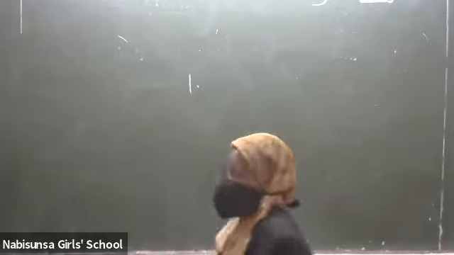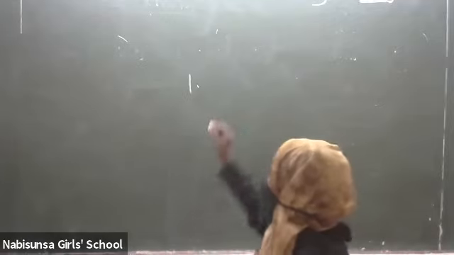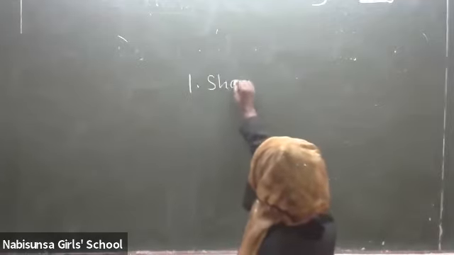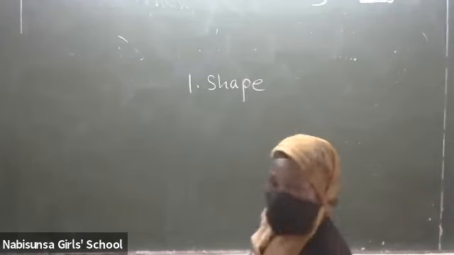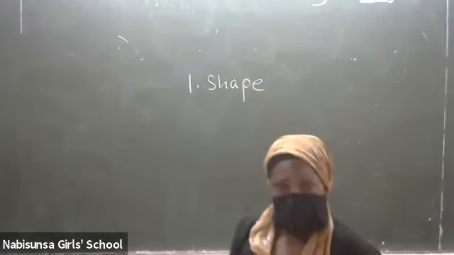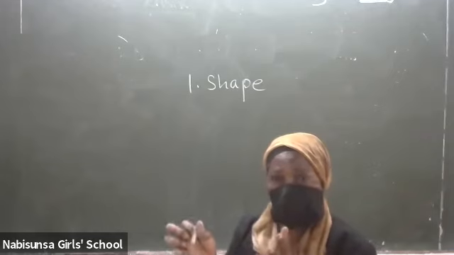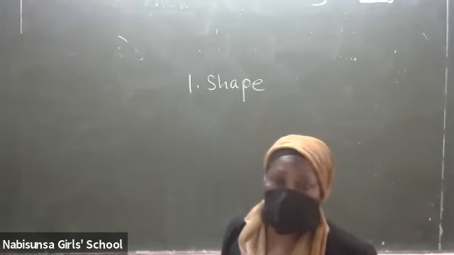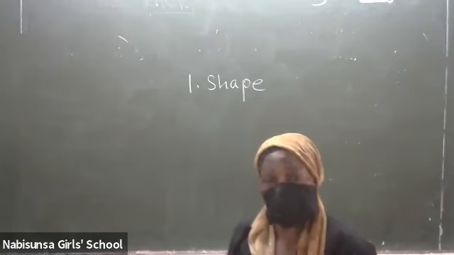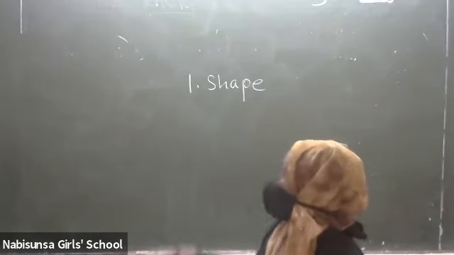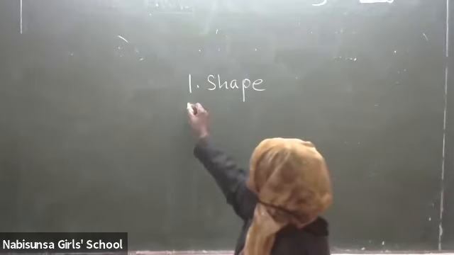When you look at the country itself, you must know the shape, or at least the shape. You can't talk about the physical geography of Uganda when you don't know the shape of Uganda or the map of Uganda. So you must know the map of Uganda.